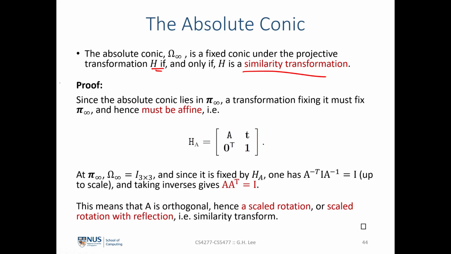Here's the proof of this invariant of the absolute conic. Since the absolute conic lies on the plane at infinity, pi infinity here, a transformation on it must fix pi at infinity. This means that a transformation of the absolute conic, omega infinity, must still lie on the plane at infinity after the transformation H.